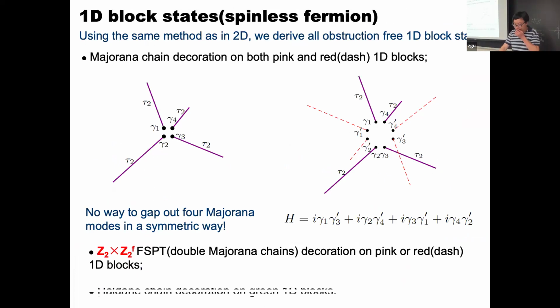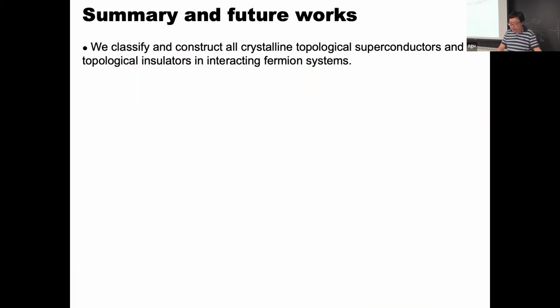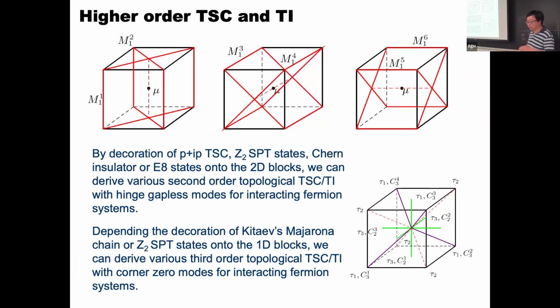Okay, I think it's already late, so I'll briefly summarize. Before summarizing, I'd also briefly mention something physicists may be interested in. They call it higher-order topological superconductor or insulator. From this block state decoration, this becomes apparent. Suppose you have this 2D block decoration, you end up with a hinge state. That's one of the interesting higher-order states. If you have this 1D block decoration, you end up with a corner state. That's a further higher-order state.